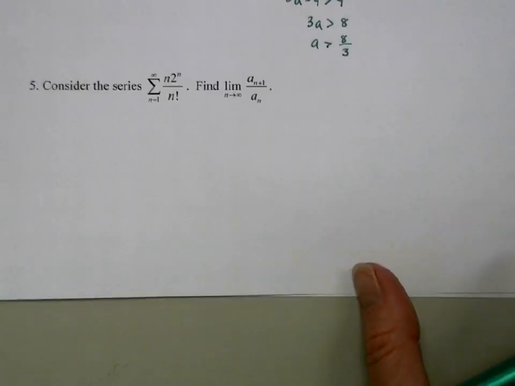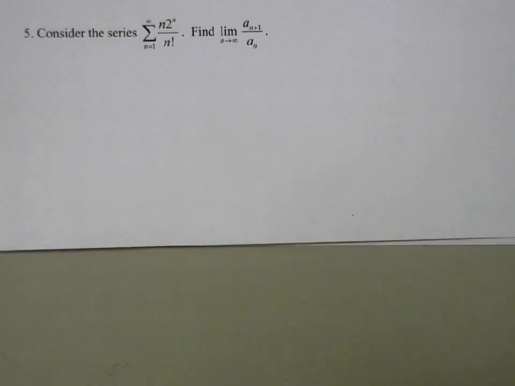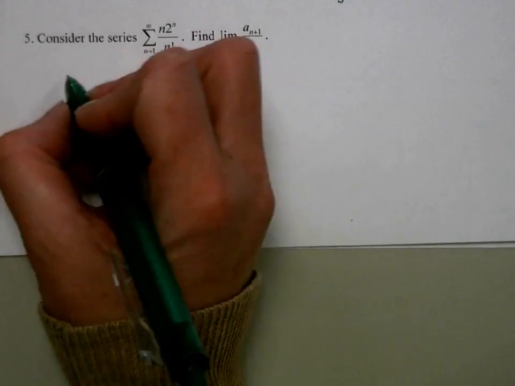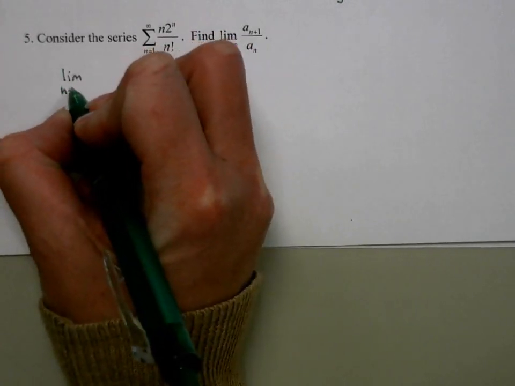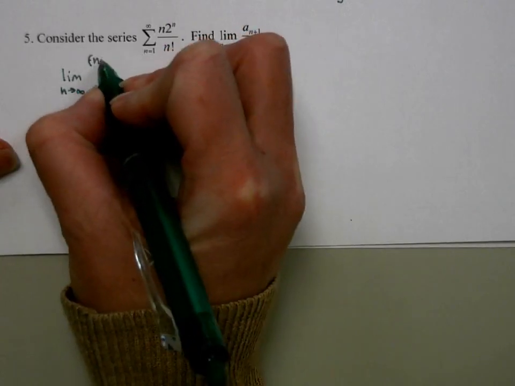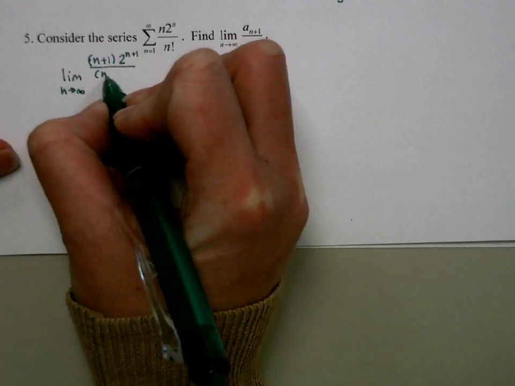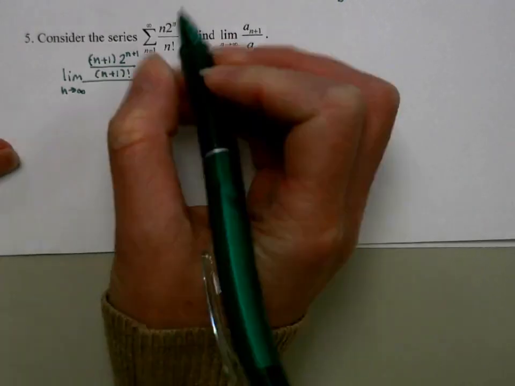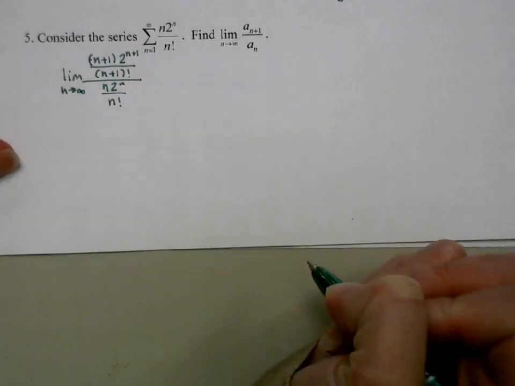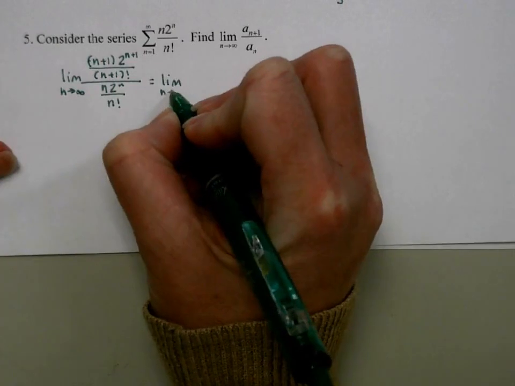Okay, next one. This is kind of leading us to the ratio test. We're not actually doing the ratio test; we're finding that limit without really making the conclusion. So when we do the ratio, the (n plus 1)th term is going to be (n plus 1) times 2 to the n plus 1, over (n plus 1) factorial, over that nth term. Obviously this is messy, but there's lots of stuff we can do to simplify.